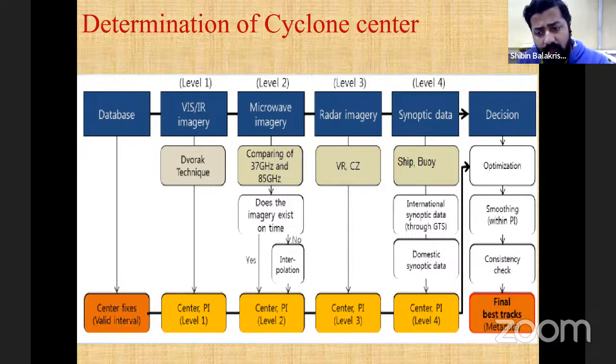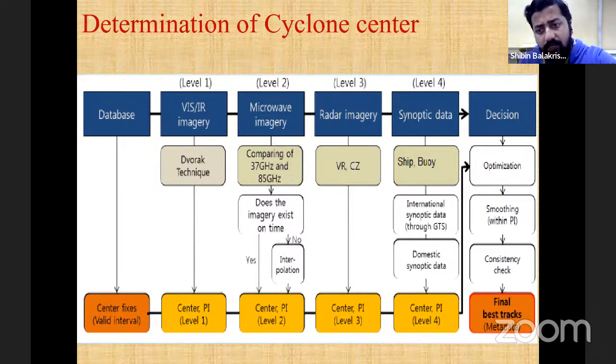This is broadly a diagram which I have taken from a previous slide from the cyclone division. We initially analyze the visible and IR imagery from the available INSAT data, applying the Dvorak technique, followed by the availability of microwave imagery. Like I told you, microwave imagery is swath-based information which is available twice in a particular calendar day. Then we compare the 37 and 85 gigahertz, and then we form a center when the data is available. Then we have the radar imagery, which comes into the picture when the system is close to the coast.